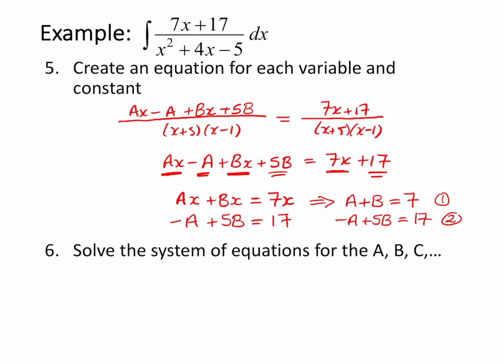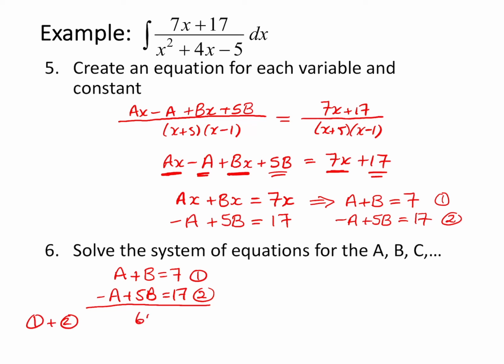So we can solve them using the system of equation solver on the calculator. You could solve them algebraically. I think I'll just do it algebraically here. So we have a plus b equals 7, it's equation 1. Negative a plus 5b equals 17, equation 2. If we just add these two equations together, we'll eliminate the a. So we'll end up with 6b equals 7 plus 17, 24. Divide both sides by 6, and we end up with b equals 4.